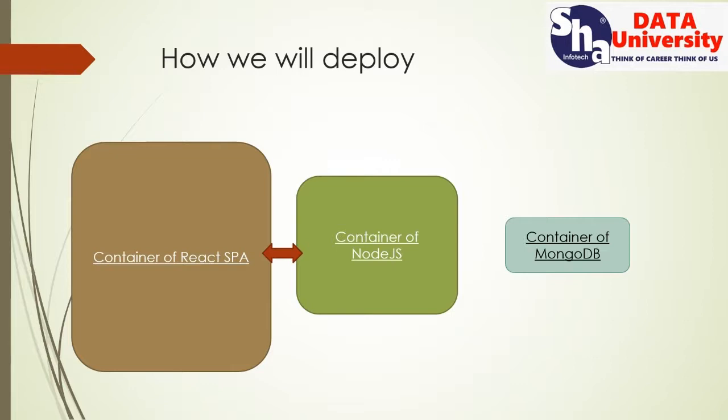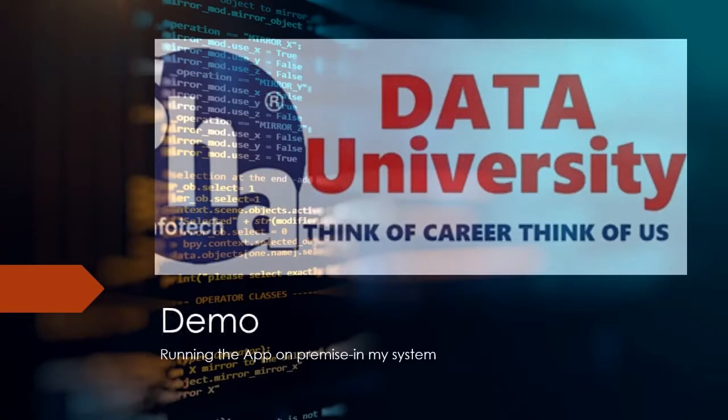Then we will deploy the networking between the React container and the Node.js container. At this point the MongoDB container will be there, but it will be accessible to the containers as well as outside the containers. We will build it like that only. Then we will put the MongoDB container also on the closed network, so that only these three can communicate with each other. So we have already seen that this application is running on my system.